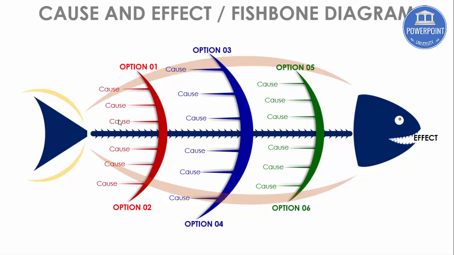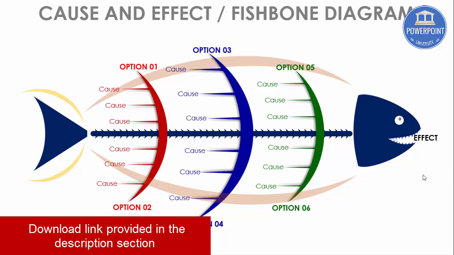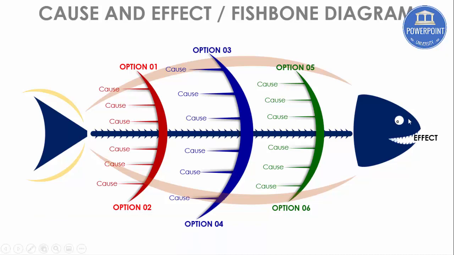Option 1, you can define all the causes, and again the same thing for option 2, 3, 4, 5 and 6. And for the fun element, I have just added a little animation to it. When I click, you can see the eyes start rotating, and on the second click some water bubbles come out from the fish mouth.